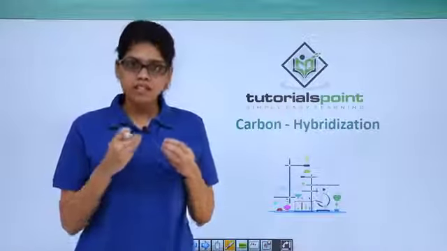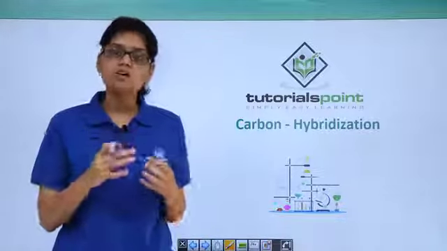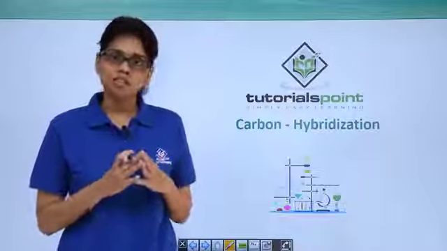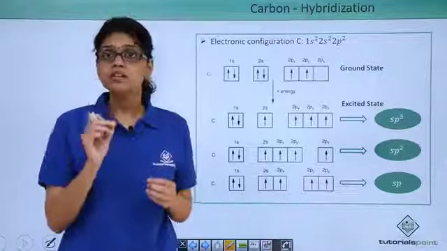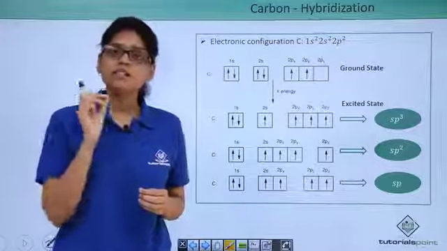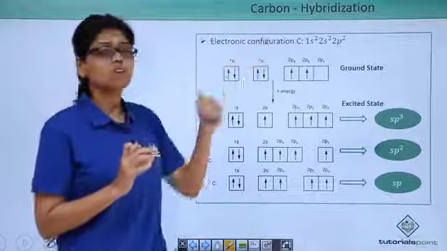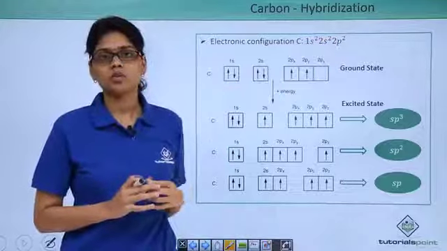So let us study in detail about what are the different hybridization states and how it actually influences bond length, bond strength and reactivity of a given compound. Now to determine hybridization, the first thing that you need to know is the electronic configuration. So here we are talking about carbon. The electronic configuration of carbon is 1s2, 2s2 and 2p2.